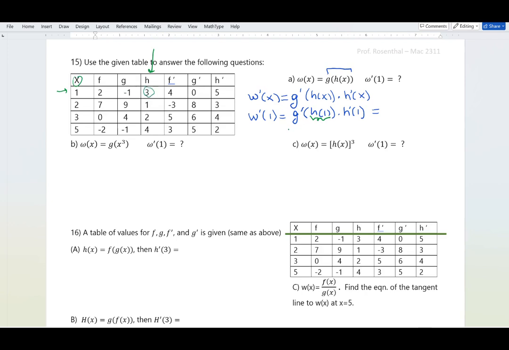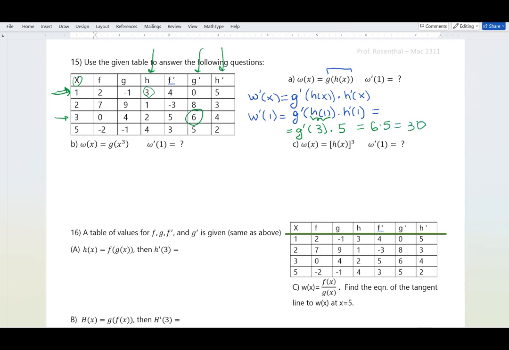So now you have g prime of 3 times, also let's find out what is h prime of 1? That's 5. But we have one last step. What is g prime of 3? G prime of 3, that's 6. So it's going to be 6 times 5, and that's 30.